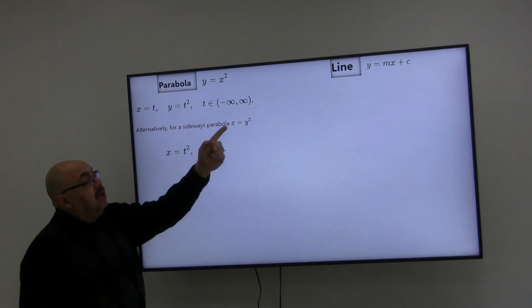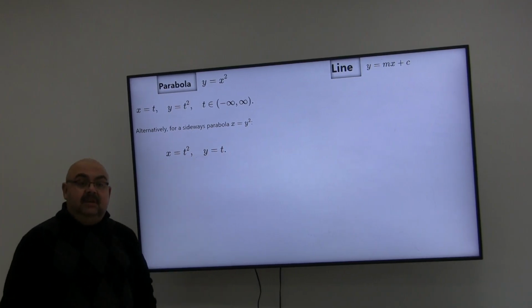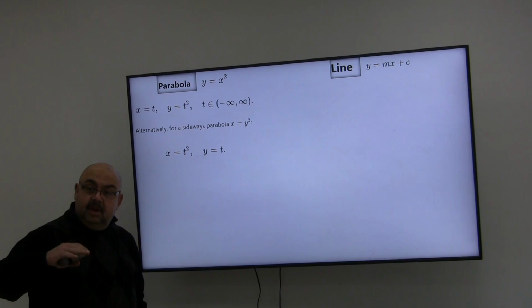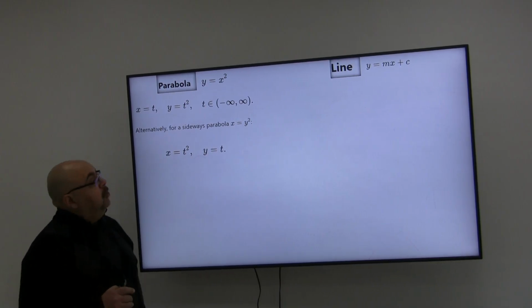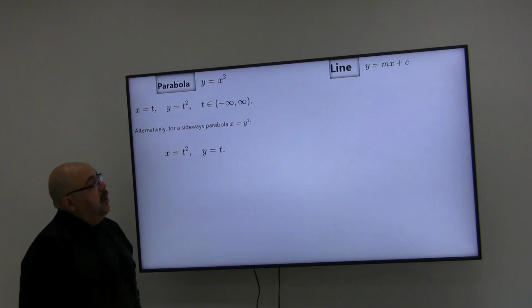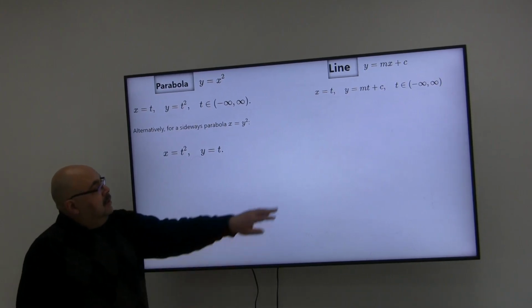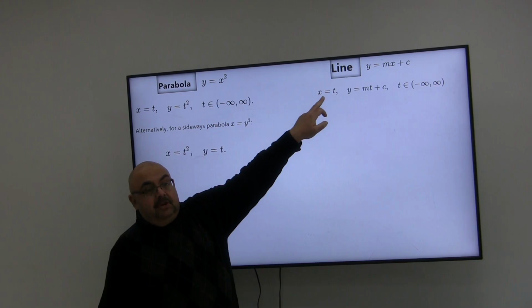If I'm talking about a line, y equal mx plus c, which is an equation of a straight line, and I want to represent it parametrically, I can. x equal to t and y will be mt plus c. That's the parametric representation.